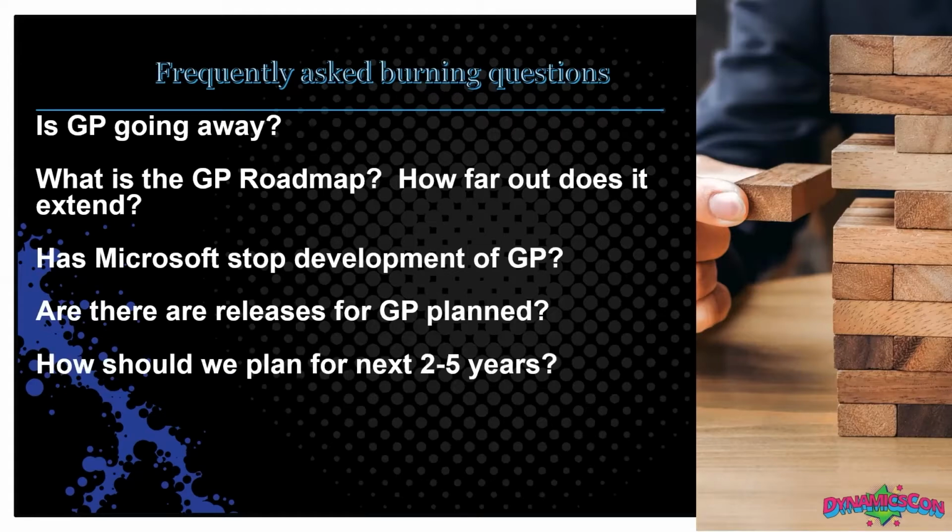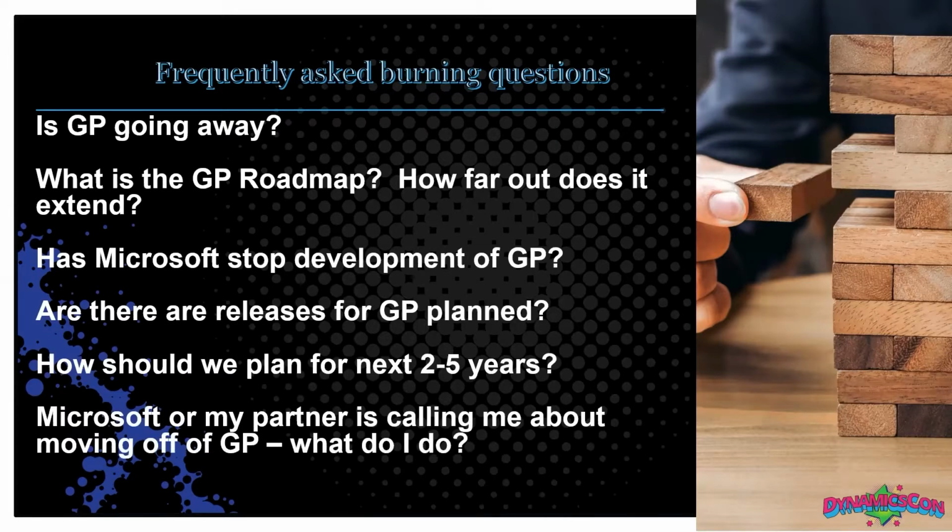And then how should you plan for the next couple of years? 2 to 5 years? I think you're pretty safe to stay on GP, and they still might add additional years beyond 2024. It's a TBD, so we don't know. We might have GP features even further out. What if your Microsoft contact or your partner is calling you and saying, hey, you need to move off of GP? What should you do?